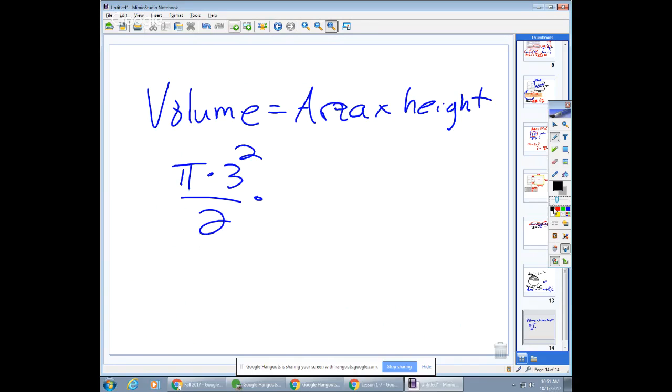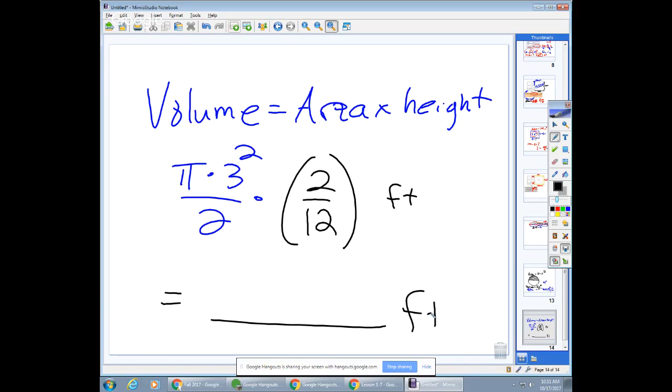How many inches in a foot? 12. So that means my height is 2/12 of a foot. So this is going to give me square feet times feet, which in the end is going to give me an answer in cubic feet. That's 1/6, if you wanted to simplify it. We don't need to worry about simplifying it here because we're throwing pi into the mix, which means we have to round no matter what.